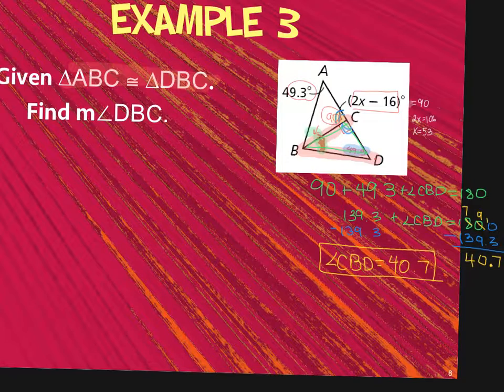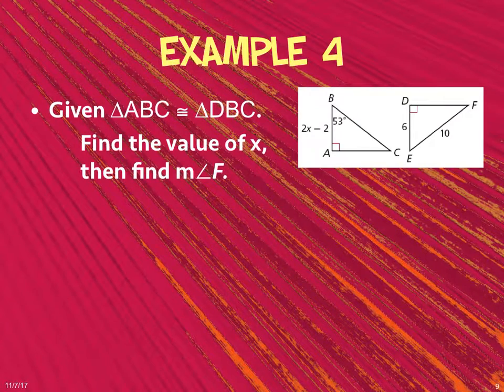All right, this one says, given triangle ABC is congruent to triangle DEF, find the value of x and then find angle F. So now I've got a mixture of angles and sides, okay? The value of x means I have to use this AB in some way. So what side in the second triangle would match AB from the first triangle?